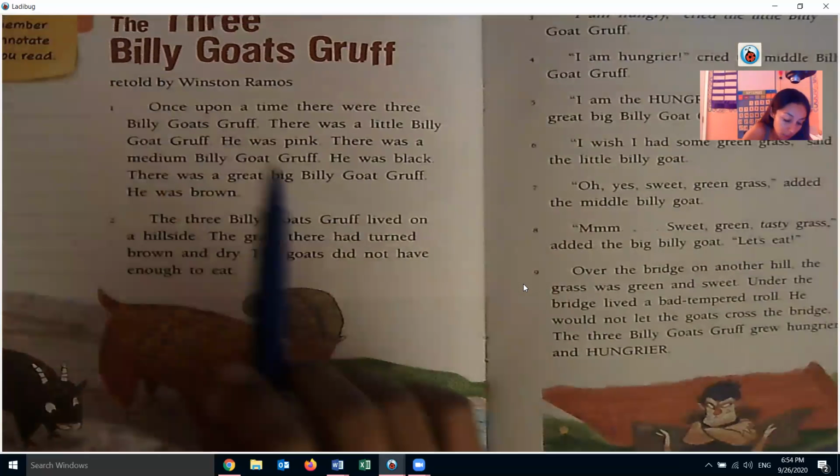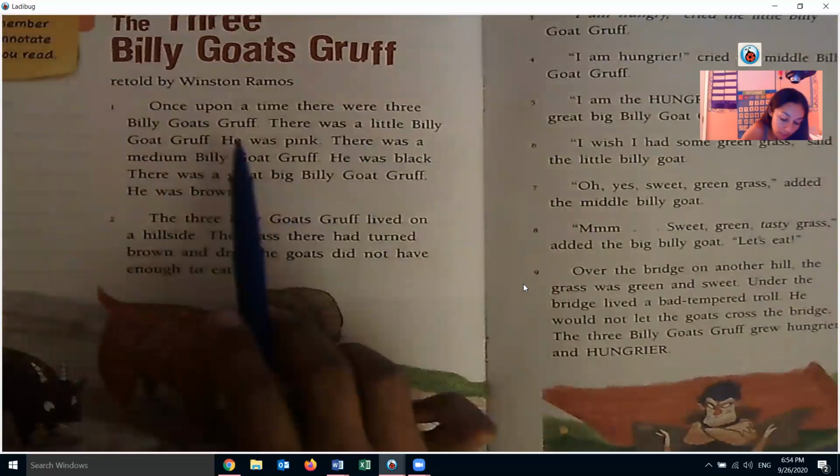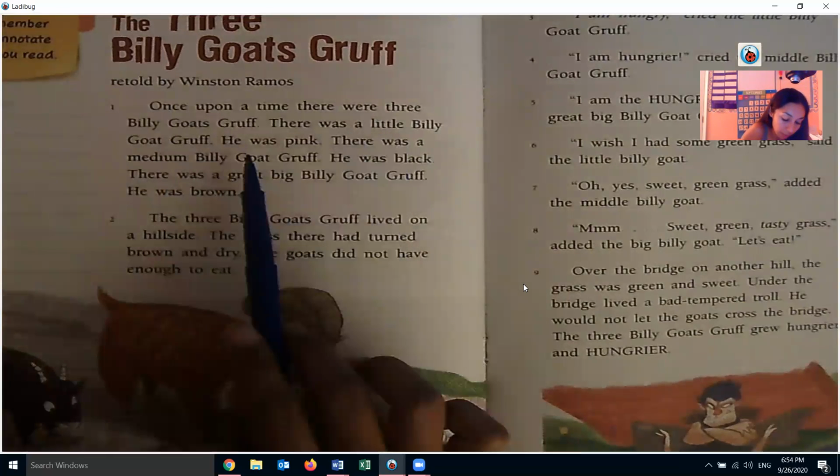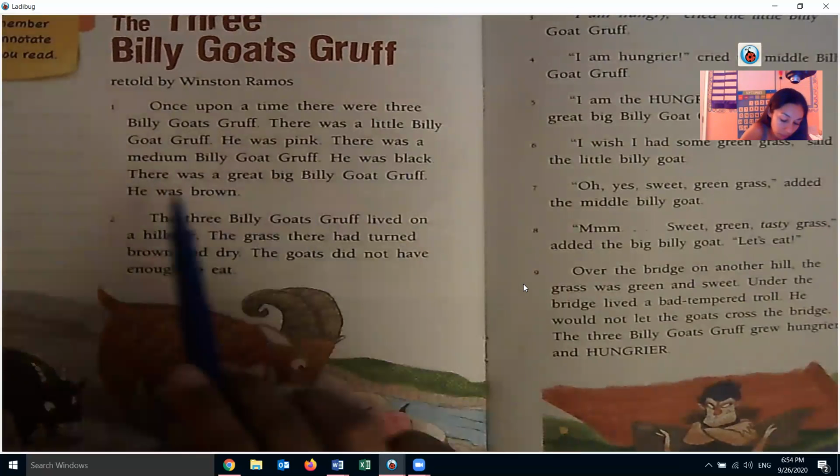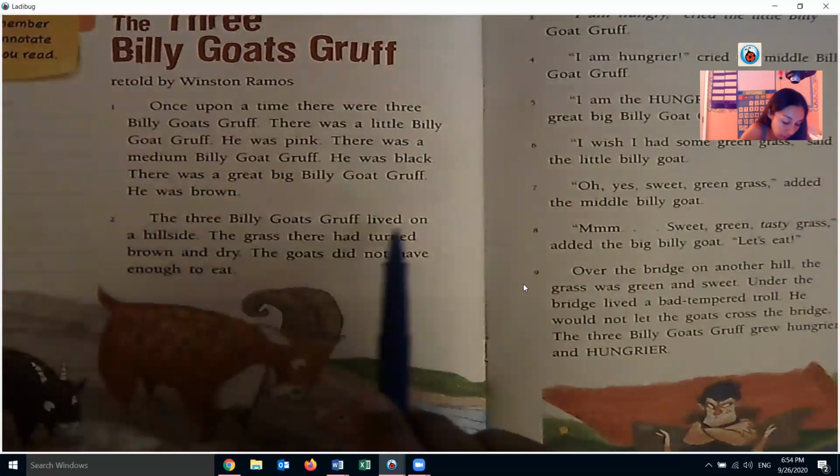Once upon a time, there were 3 Billy Goats Gruff. There was a little Billy Goat Gruff. He was pink. There was a medium Billy Goat Gruff. He was black. There was a great big Billy Goat Gruff. He was brown. The 3 Billy Goats Gruff lived on a hillside.